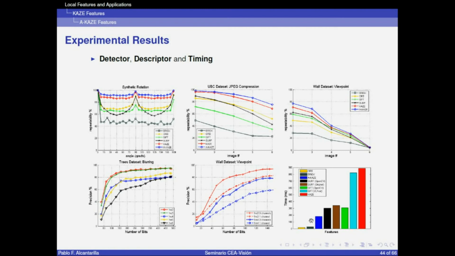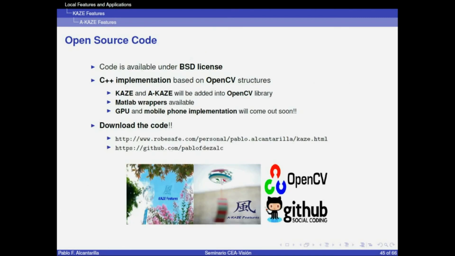The good news about KAZE and AKAZE features is that this is an open source project, so the code is available under the BSD license. That means that you can freely take KAZE or AKAZE code, use it for research purposes, or even use it for commercial applications, and you don't need to pay me anything. The code is based on a C++ implementation using OpenCV structures. KAZE and AKAZE, both methods will be added into the OpenCV library. There are also MATLAB wrappers available, and in the near future, I hope I will work on a GPU and mobile phone implementation that hopefully will come out soon.